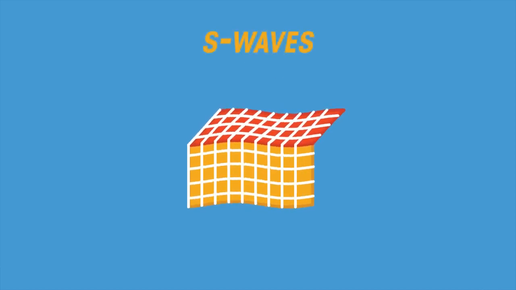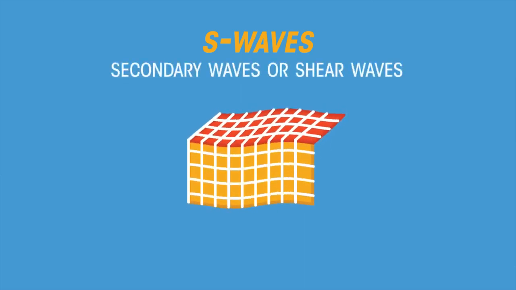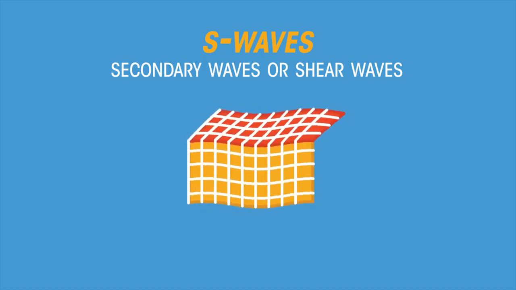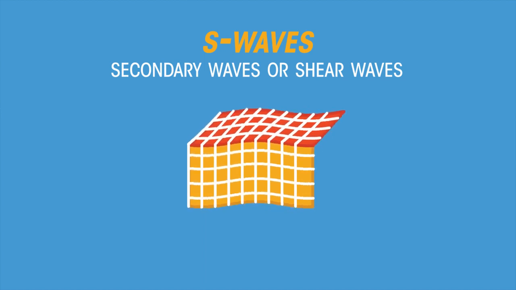S waves. These slower waves arrive after the P waves, and so are called secondary waves or shear waves. S waves cause an up and down motion. They travel through solid but not liquid.